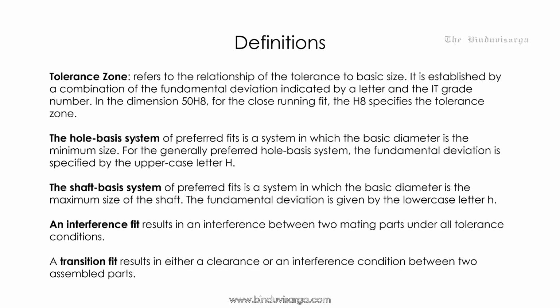The hole basis system of preferred fits is a system in which the basic diameter is the minimum size. For the generally preferred hole basis system, the fundamental deviation is specified by the uppercase letter H. The shaft basis system of preferred fits is a system in which the basic diameter is the maximum size of the shaft. The fundamental deviation is given by the lowercase letter h.